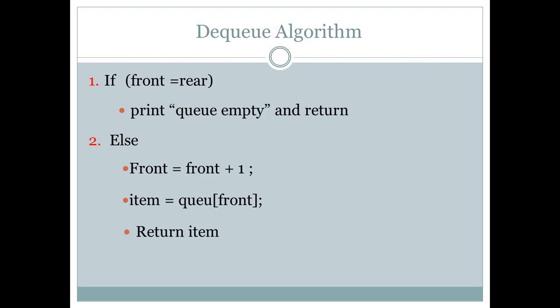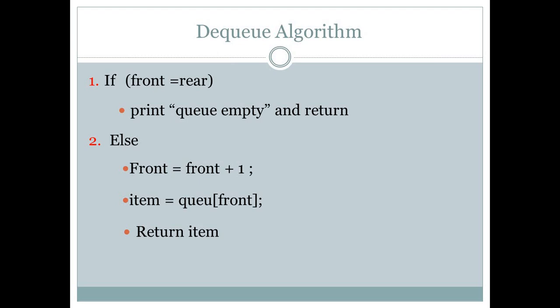Now next, the dequeue algorithm. Dequeue means deletion. If front is equal to rear, then print queue is empty and return. Basically in the starting, our front and our rear both will be at -1, meaning both will be equal. If we do not have any value in our queue, then we cannot perform any dequeue operation, so we will print queue is empty.